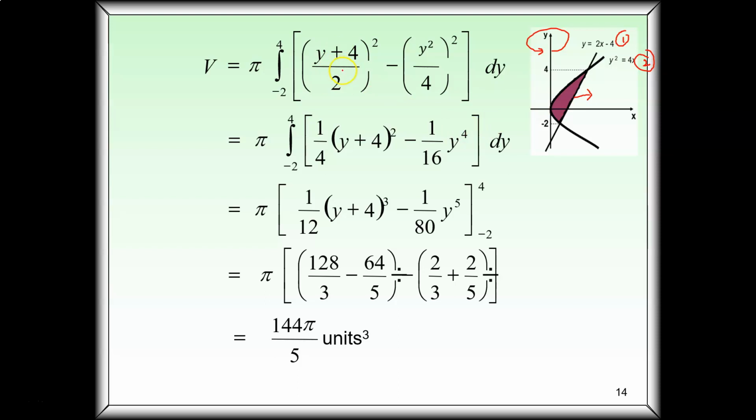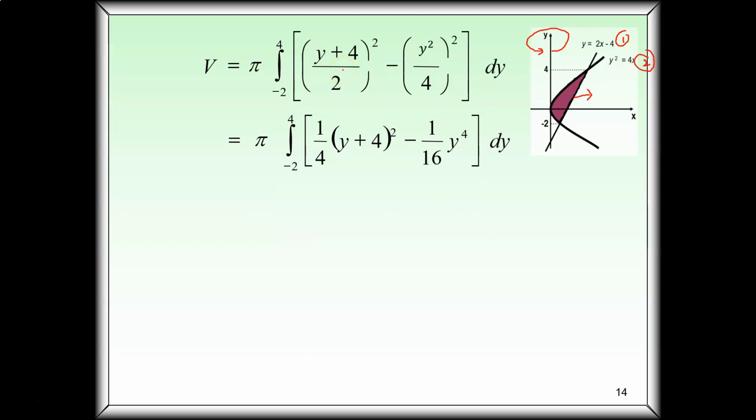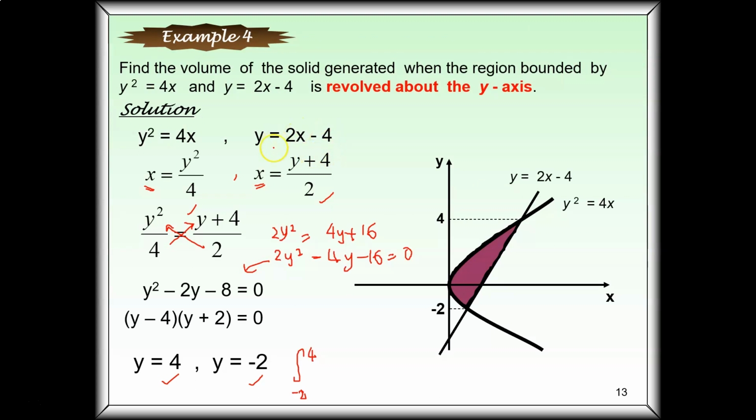Kenapa dia jadi y plus 4 sudah ni? Sebab kita sudah rearrange dia tadi kan? Yang ini. Okay, tengok semula dekat sini. Antara line ini, line this one, and line yang ini, yang mana yang besar? Of course this one kan? Sebab dia di sebelah kanan. Nombor 1. This one nombor 2. So, kita ada nanti, kita punya formula 1 tolak 2. Bila kita mau cari volume.